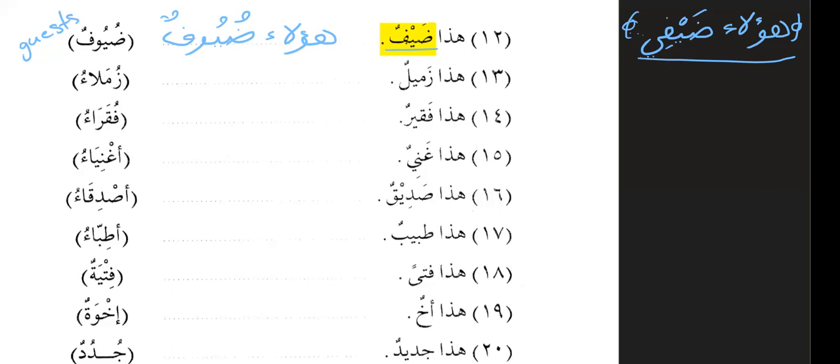نعم أبو يوسف هذا زميل. هؤلاء زملاء. زملاء ما معنى زملاء؟ This is my friend. These are my friends.